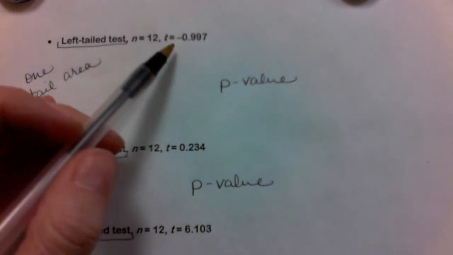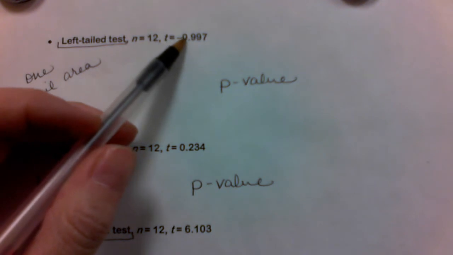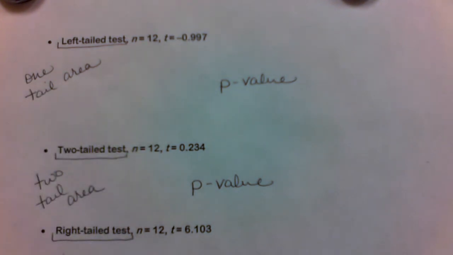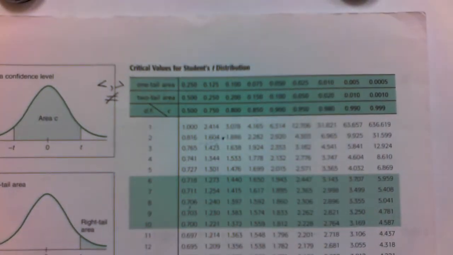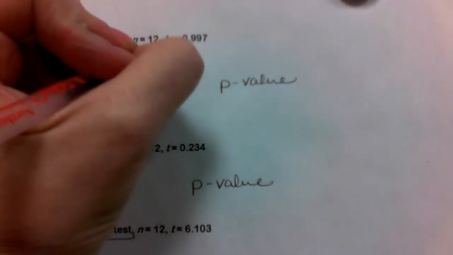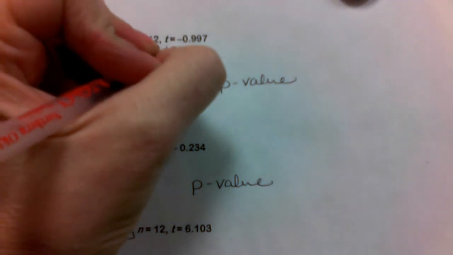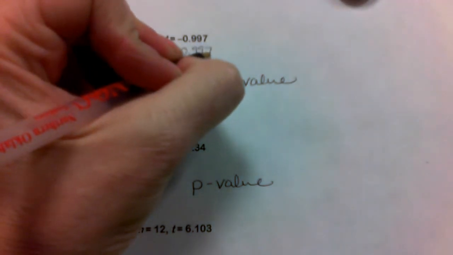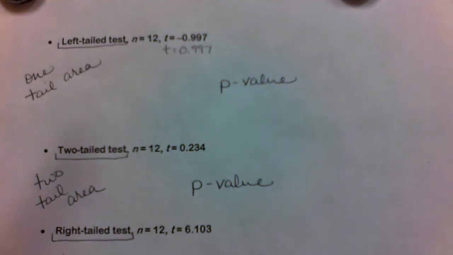DF is still 11, but notice the T is negative 0.997. When I go to my table, I don't see any negative numbers in here. Well, we have to recall that all of this is symmetrical. So since it's symmetrical, I can look at this as its opposite, or 0.997, and that will be sufficient. So if you calculate a negative test statistic, your test statistic is negative, but when you go to the table, you're looking for its opposite, or 0.997.